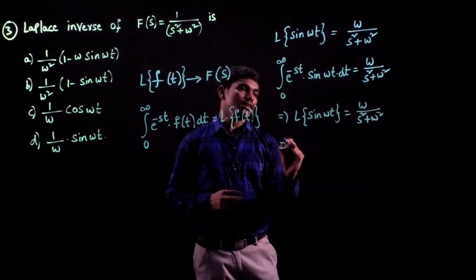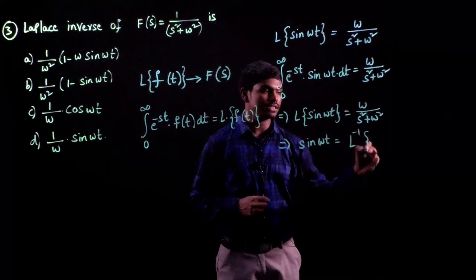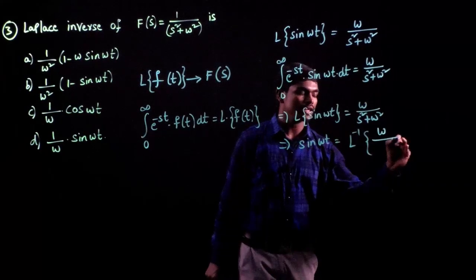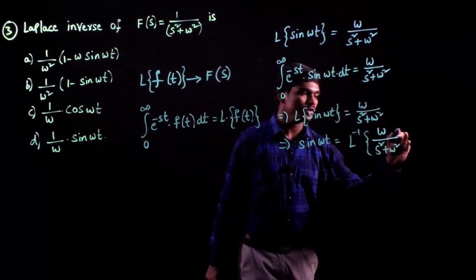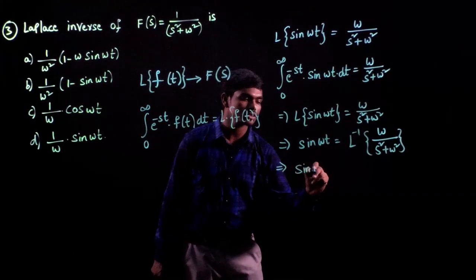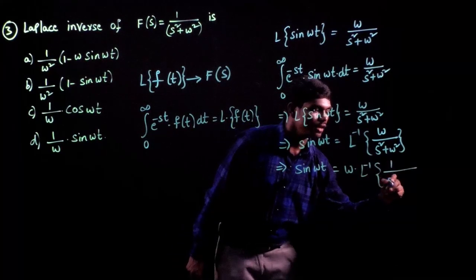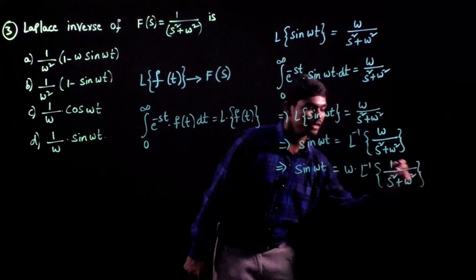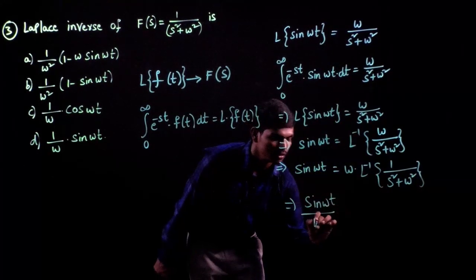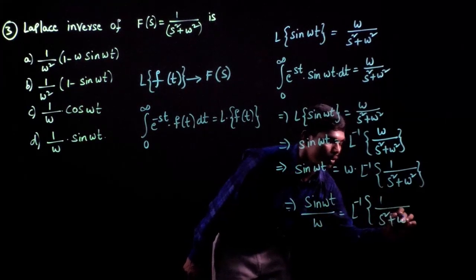Now see here, I can write sine omega t is equal to L inverse, which means the Laplace inverse of omega by s square plus omega square. Since omega is a constant, it can be brought out of the Laplace inverse function. So sine omega t is equal to omega into the Laplace inverse of 1 by s square plus omega square. So sine omega t by omega is the Laplace inverse of 1 by s square plus omega square.